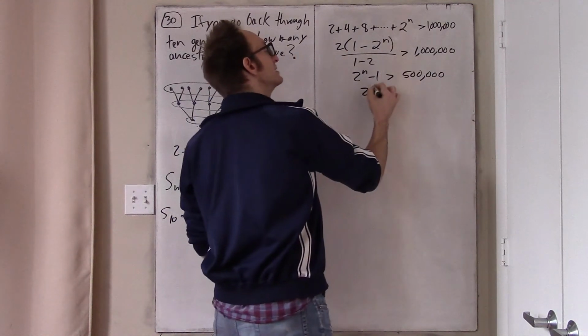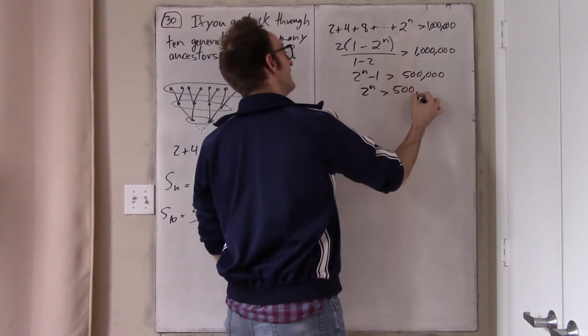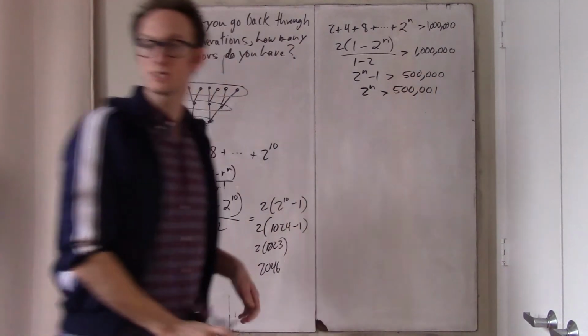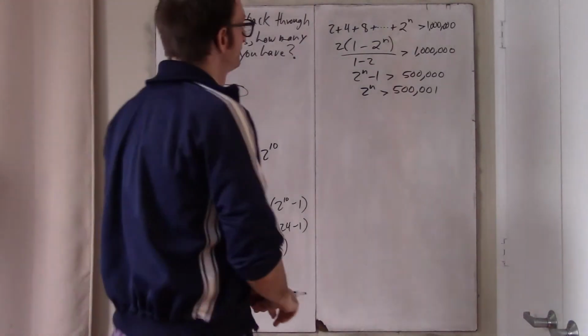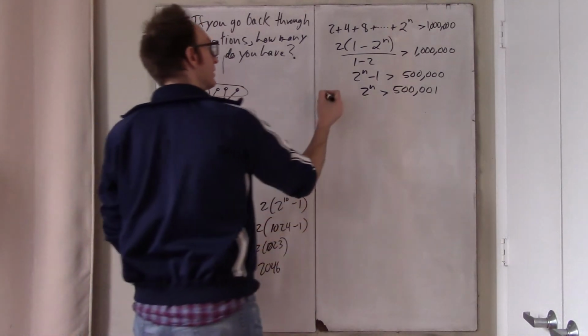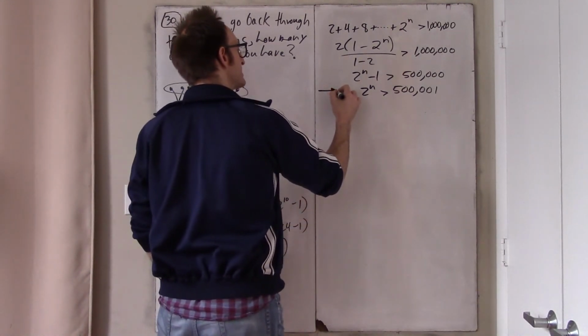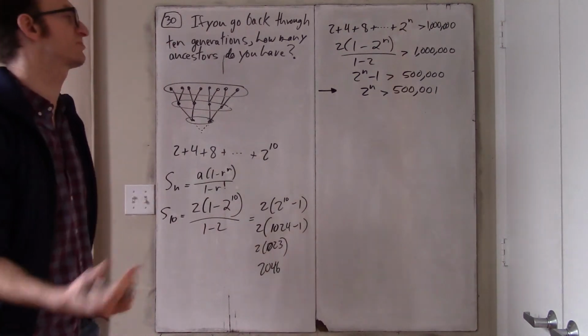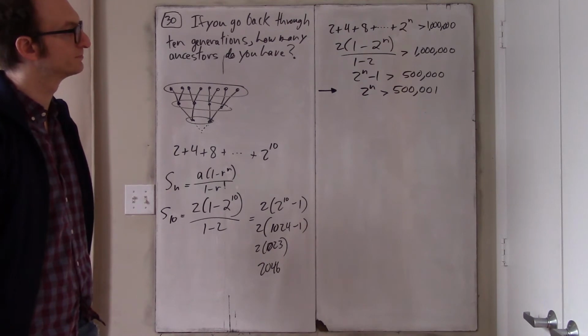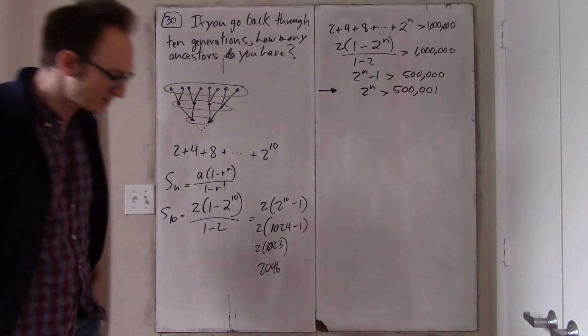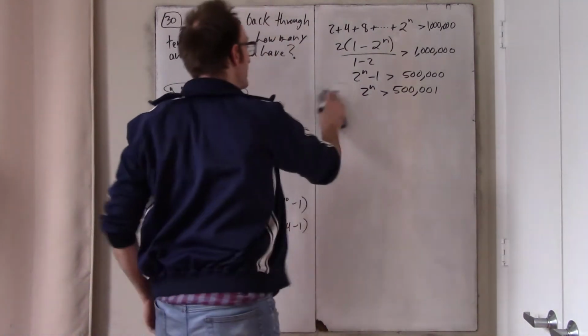And so when is 2 to the n bigger than 500,001? Okay, this is just right, everything I just put here, but it is a little bit misleading or something maybe. Okay, sorry, not misleading. This is just fine, everything's fine. And you want to now solve this. So I bet you're tempted to reach for your calculator at this point.